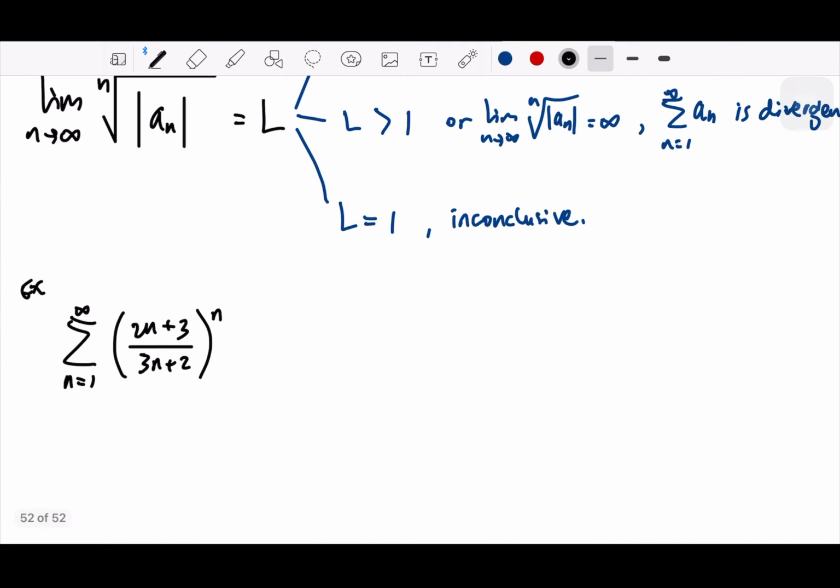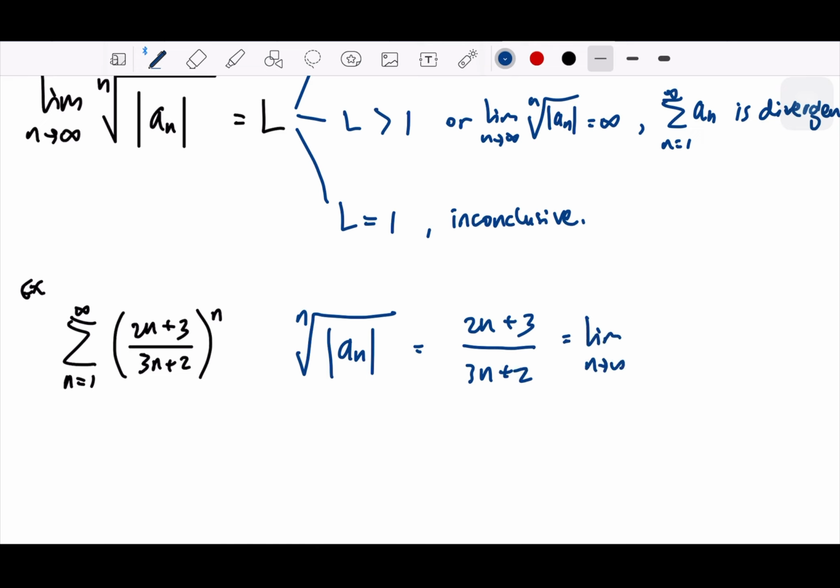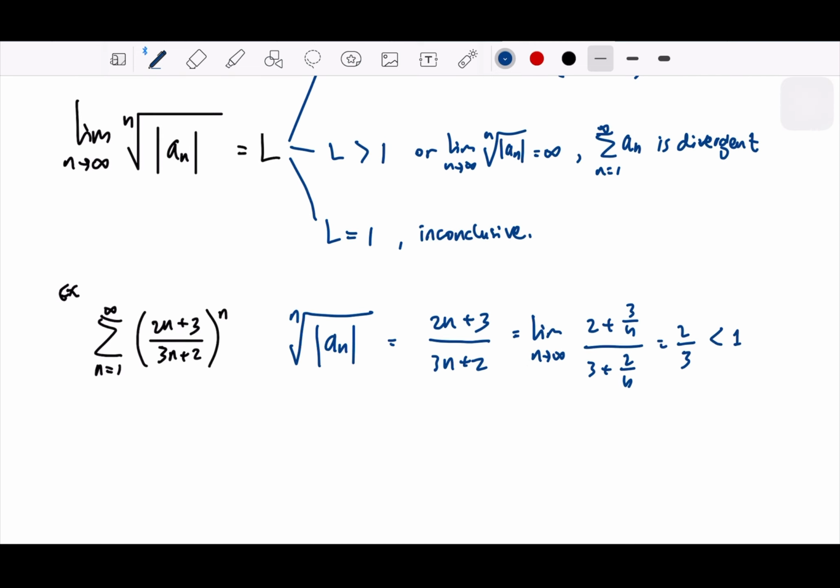So if you take the nth root of the absolute value of a sub n, this leads to 2n plus 3 over 3n plus 2, and if you take the limit, we will have 2/3, which is less than 1, and we know that this will be absolutely convergent.